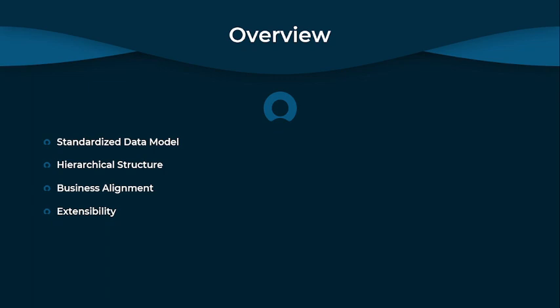In ITSM, CSDM organizes data in a hierarchical structure that aligns IT services and resources with business objectives. It starts from high-level business goals and objectives, cascading down to IT services, service offerings, and underlying configuration items such as hardware, software, and infrastructure components.